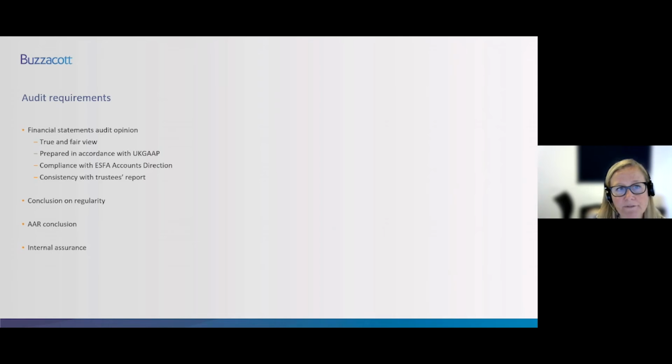And then finally, you have the internal scrutiny requirements. And again, you need to have that programme of internal scrutiny, which will provide that independent assurance to the board on the financial and non-financial controls and the risk management procedures, and that these are all operating effectively.